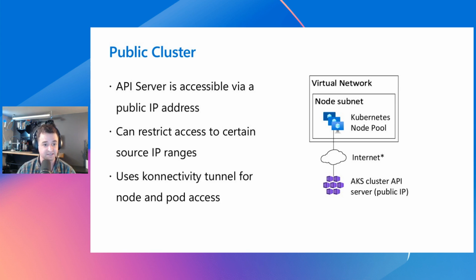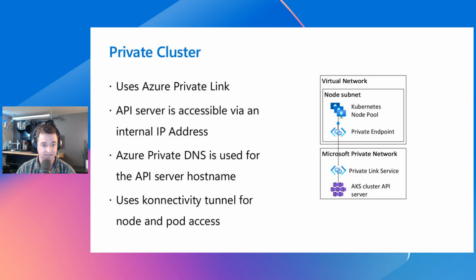As opposed to this, you have what's called a private cluster. Now, private cluster uses Azure Private Link. The API server is accessible via an internal IP address. Azure Private DNS is used for the API server hostname, and this also does use connectivity tunnel for node and pod access. And you can see there's no more internet in between the Kubernetes node pool and the API server. However, this is a little bit more complex, though it is more secure. You have to use private link service. You have to set up private endpoints and manage access throughout.